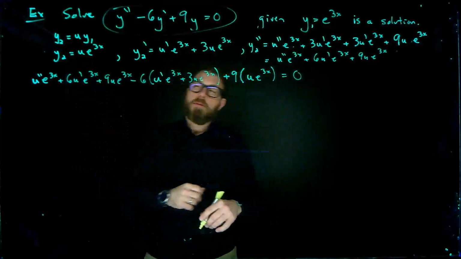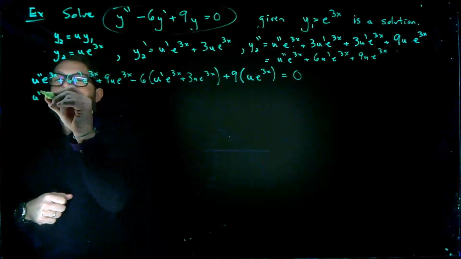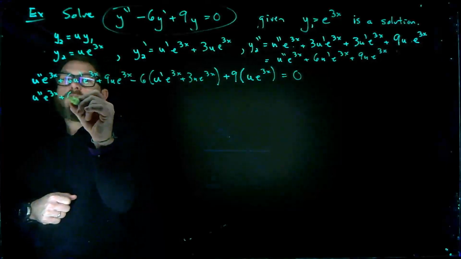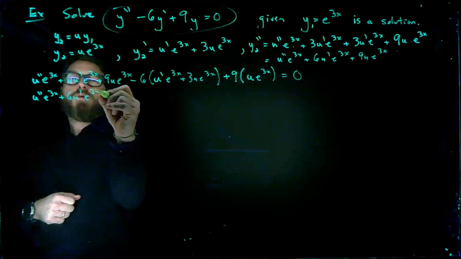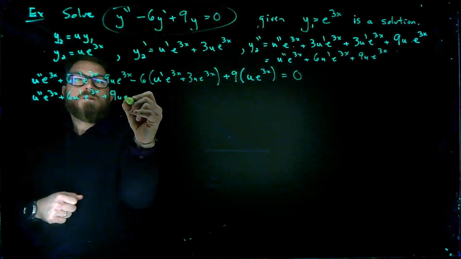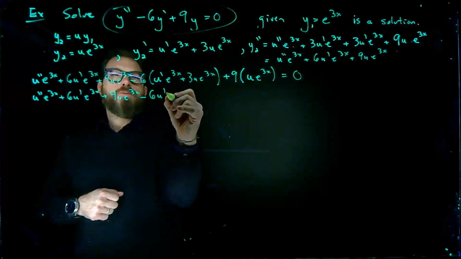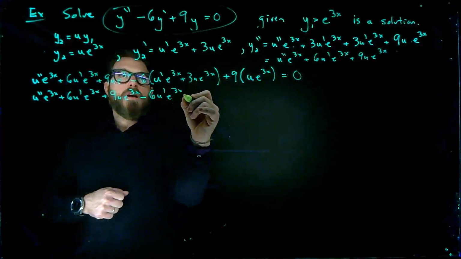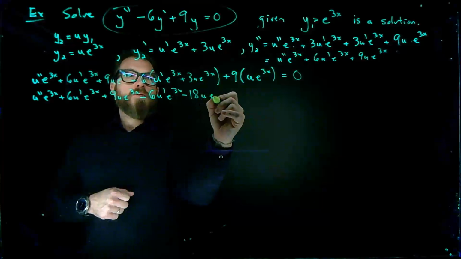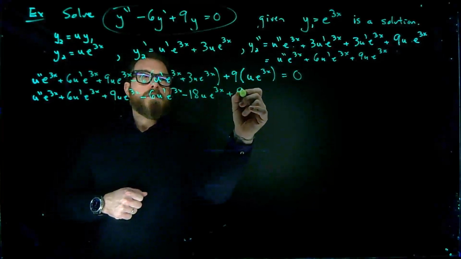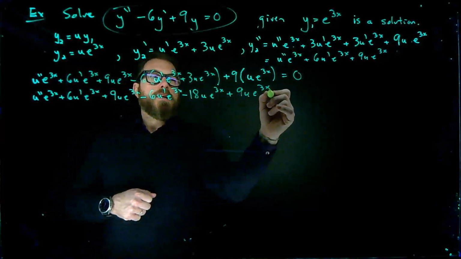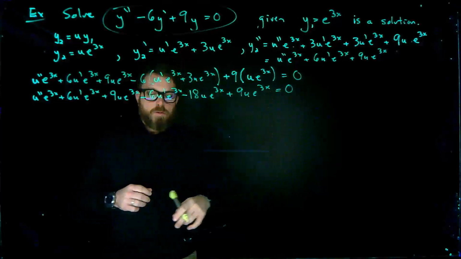Beautiful things are going to happen. Lots of terms are going to cancel. So u double prime e to the 3x plus 6u prime e to the 3x. Boy, I hope they cancel. I said they would. They probably will. Okay, so this is minus 6u prime e to the 3x, minus 18u e to the 3x plus 9u e to the 3x. It'll make a liar out of me.